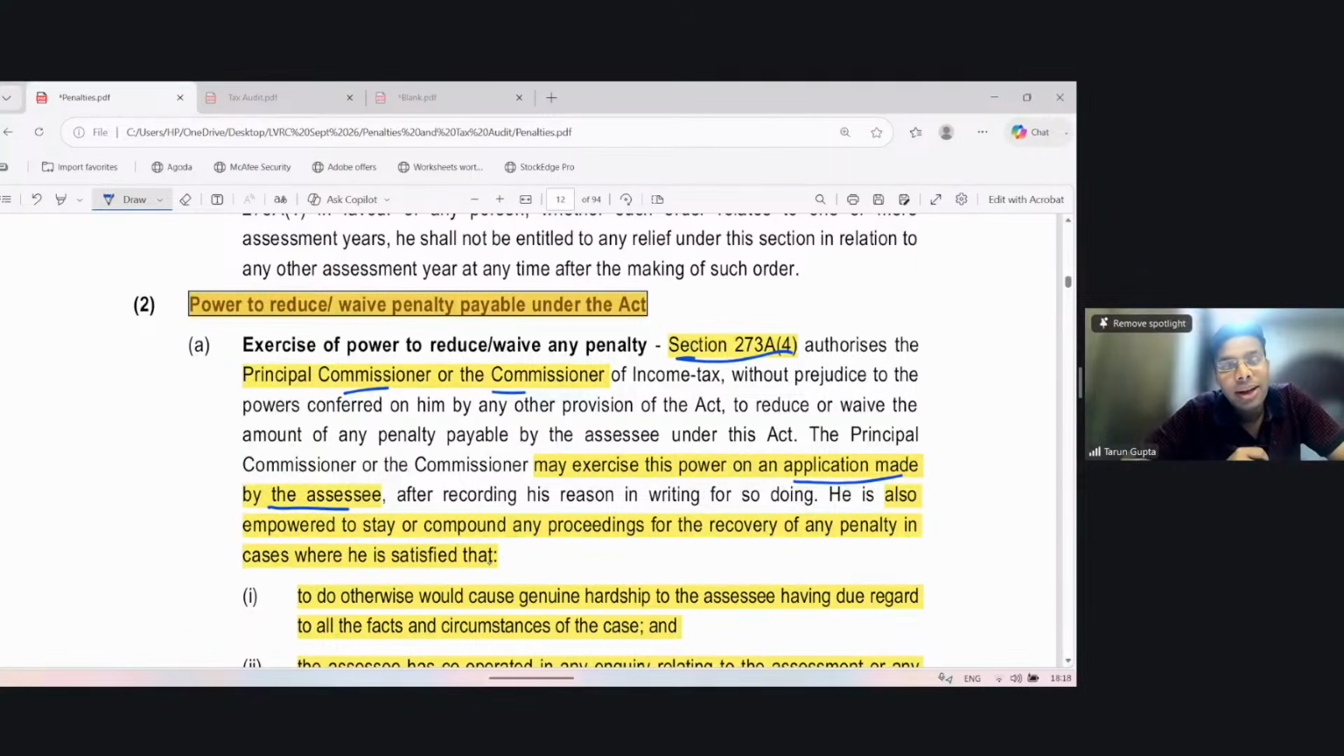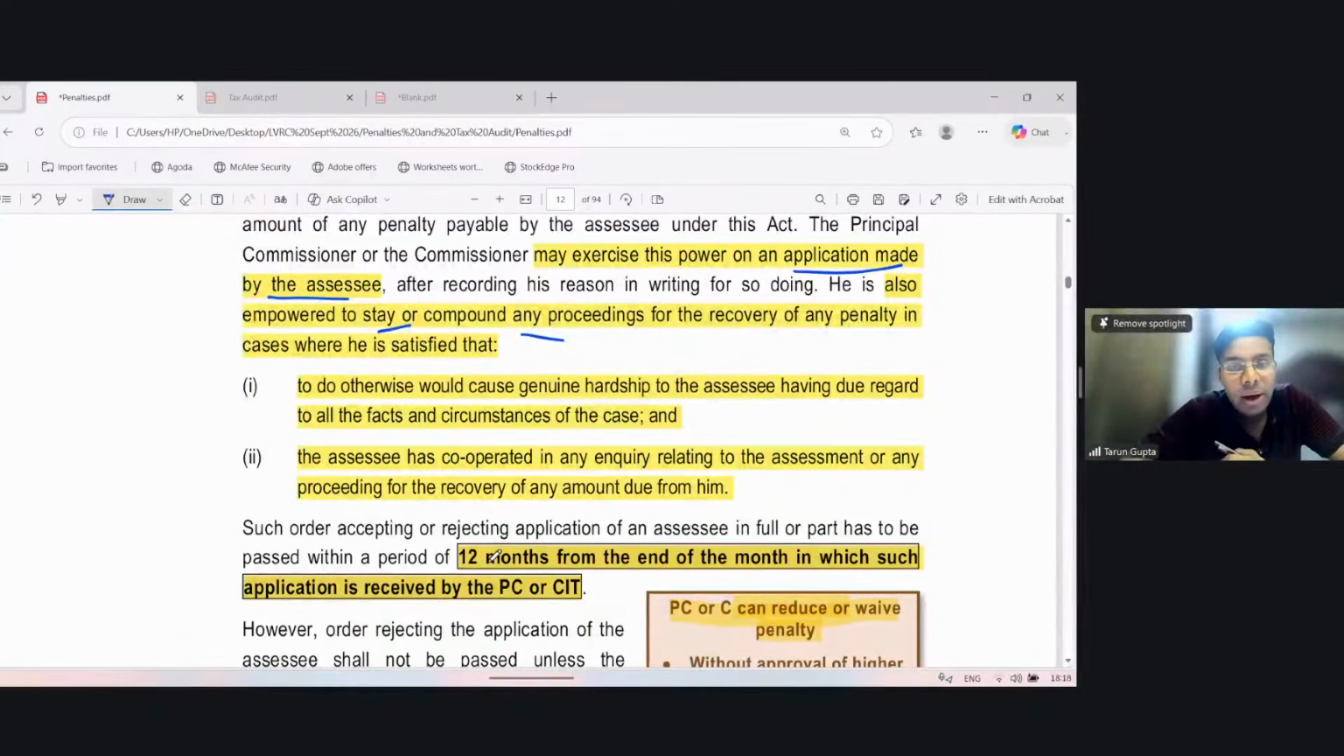Under section 273A subsection 4, they are empowered to even stay or compound any proceeding for recovery of any penalty in case where he is satisfied. So what are the conditions here? The condition is he should be satisfied that to do otherwise would cause genuine hardship to the assessee. That if the penalty is not waived or reduced, such an act will cause genuine hardship to the assessee, and the assessee has cooperated in any inquiry relating to the assessment or proceeding for recovery of penalty with the department. So two conditions. They must be satisfied that if the relief is not given, then that will cause genuine hardship to the assessee, and the assessee has cooperated.